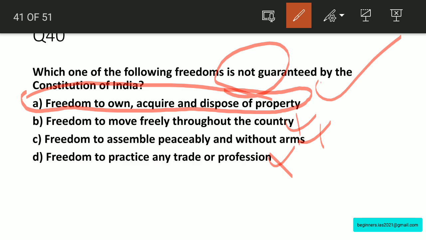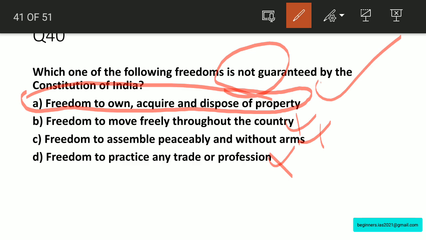See, if you know the 44th Amendment Act, then obviously you will come to know about this statement. In the year 1977, the 44th Amendment Act eliminated the right to acquire, hold, dispose of property as a fundamental right. See, Article 19(1)(d) guarantees to all the citizens the right to move freely throughout the territory of India. Article 19(1)(b) provides that all the citizens have the right to assemble peacefully and without arms.